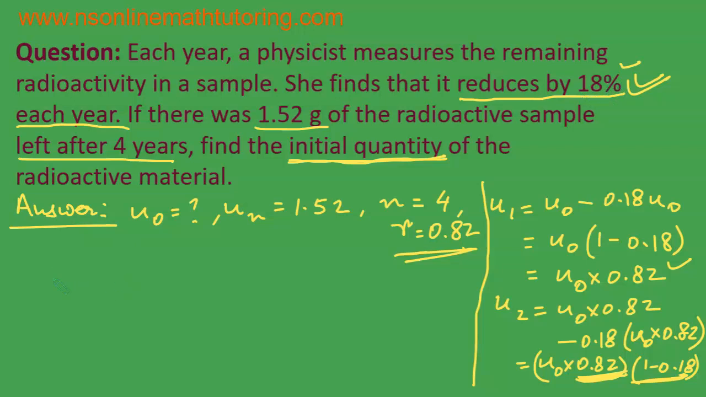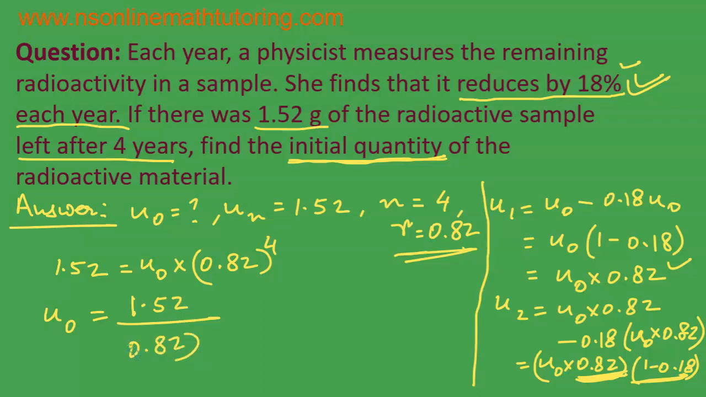Okay? Now, we can form the equation. Un is equal to 1.52, equal to U0 times 0.82 to the power of 4. So, we can find the value of U0 directly using the NSolve. If you don't want to use that NSolve, I can give you the alternate method of getting the value of U0. It will be 1.52 divided by 0.82 to the power of 4. Let me show you what we get by this method, and then I'll be going for the NSolve method.